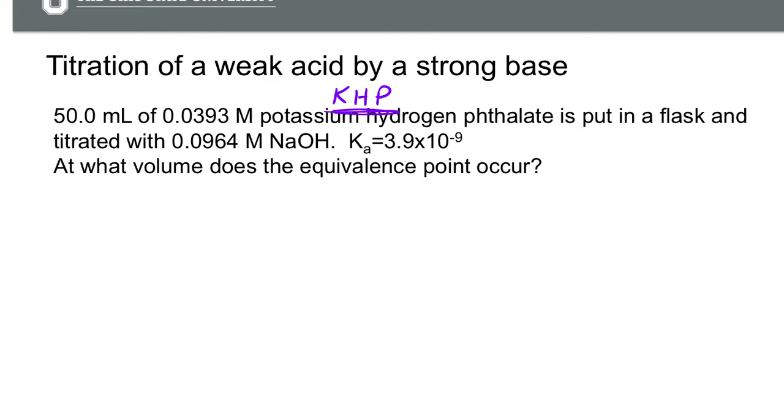So we put that in a flask and we titrate with 0.0964 molar sodium hydroxide. The Ka for KHP is 3.9 times 10 to the minus 9.